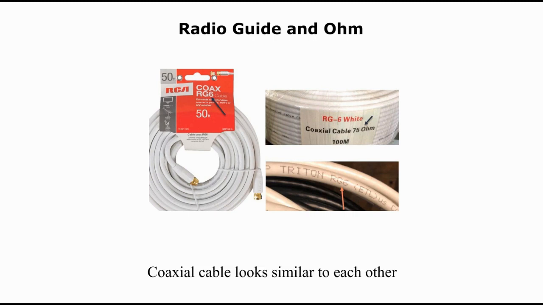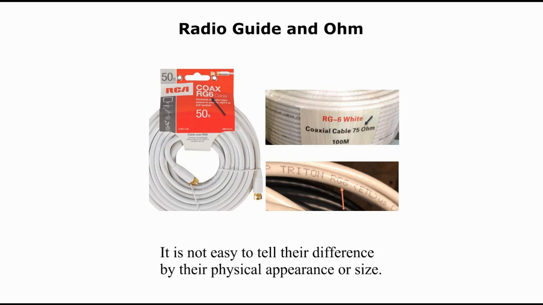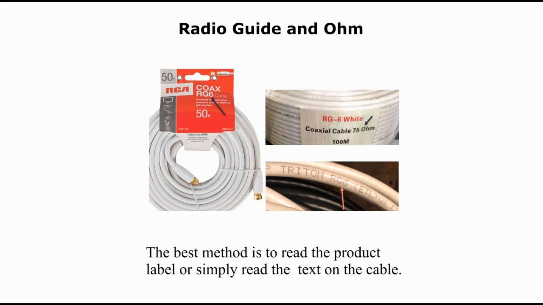Coax cable looks similar to each other. It is not easy to tell their difference by their physical appearance or size. The best method is to read the product label or simply text on the cable.